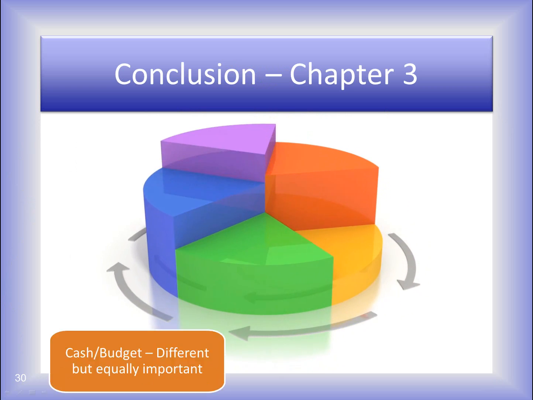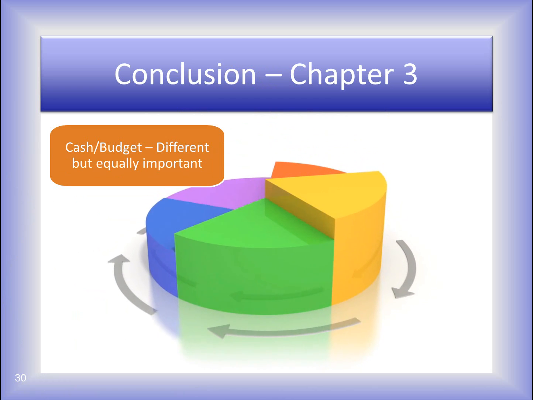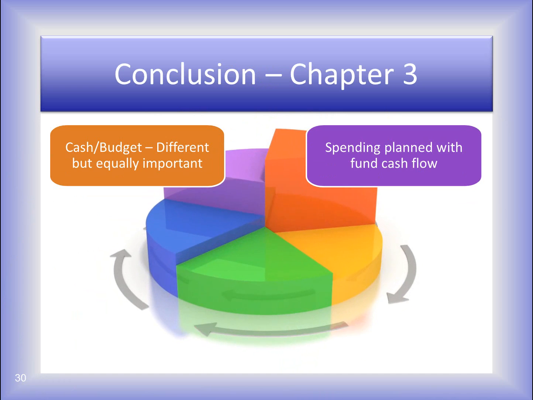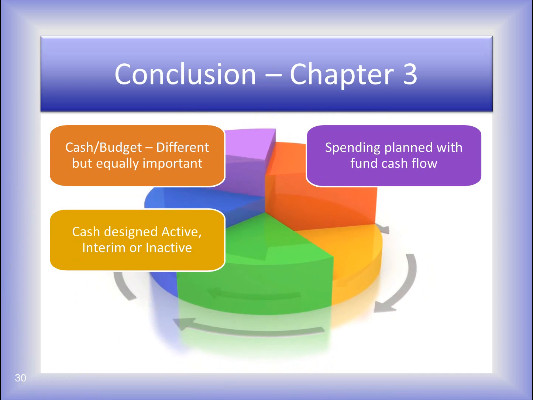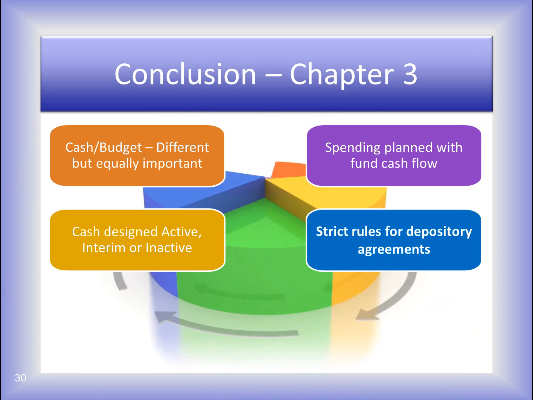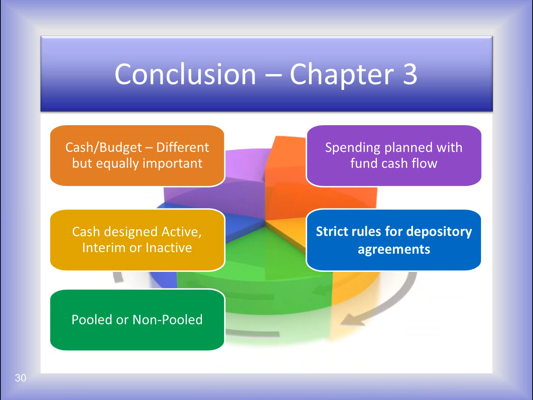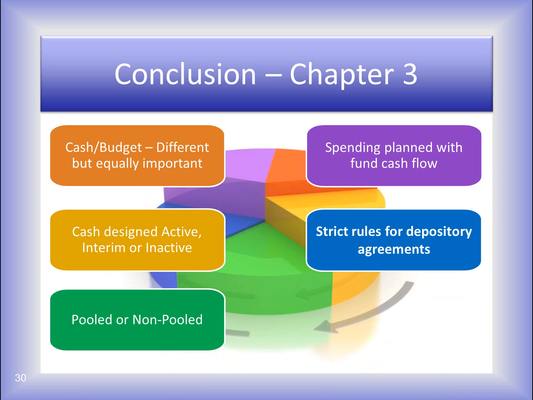In Chapter 3, we learned that cash management is different than budget management, but equally important. Spending must be planned with the cash flow and current fund balances. Cash is designated by the board as active, interim, or inactive for investment purposes. Strict rules govern depository agreements and investments. Investments are either pooled, shared by all funds with a pooled balance, or non-pooled, tied to a single fund permitted to receive its earned interest.